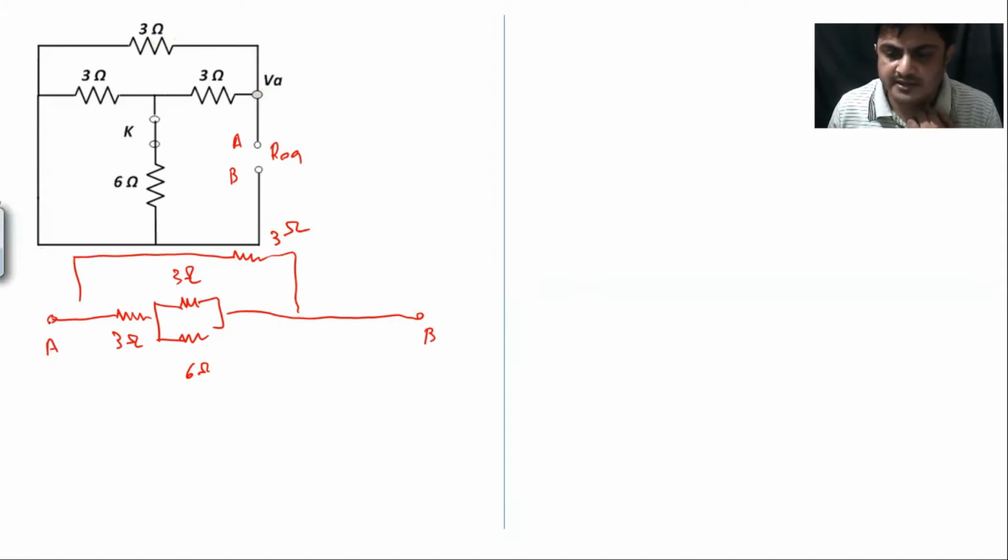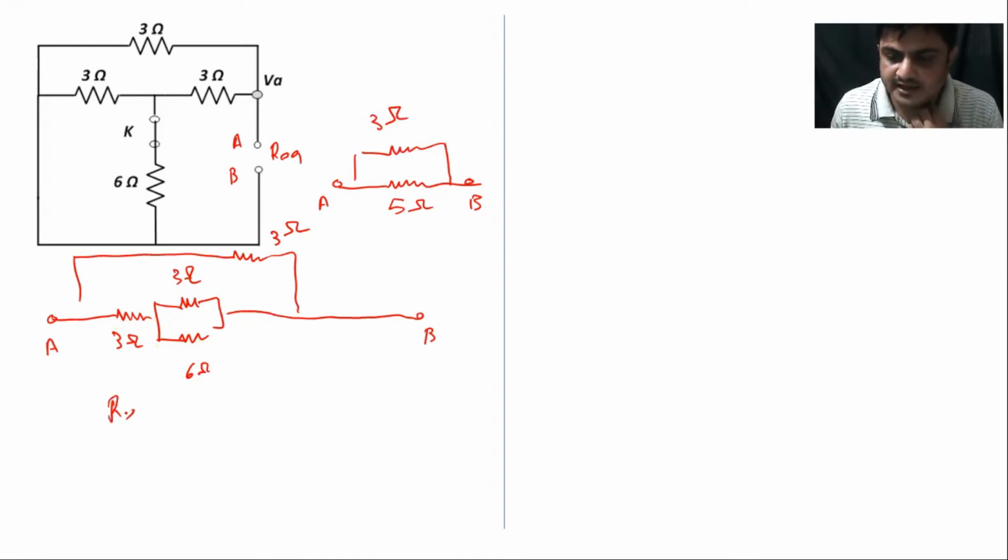So what could be the equivalent resistance between A and B terminals? This is 3 ohm and this is 6 ohm, so the equivalent will be 2 ohm. So this is 3 ohm, this is 2 ohm, and 3 plus 2 is equal to 5 ohm. If I simplify this, with A terminal and B terminal, I have 3 ohm plus 2 ohm, so this is my 5 ohm, and the other one is 3 ohm. So this is my equivalent circuit.